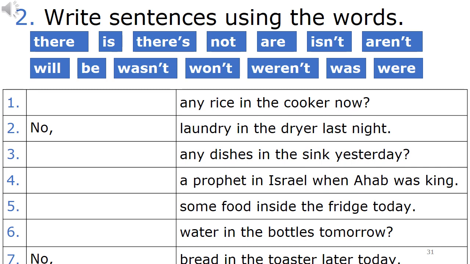6. Water in the bottles tomorrow? 7. No. Bread in the toaster later today.